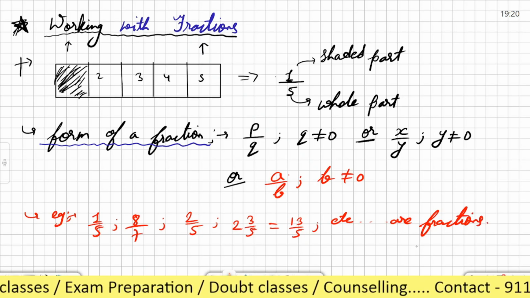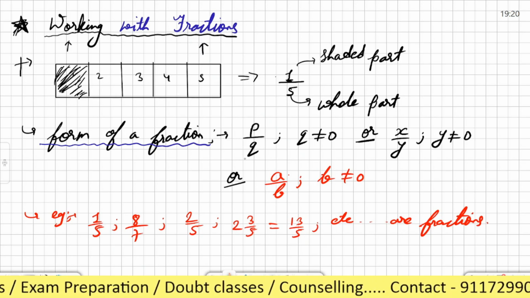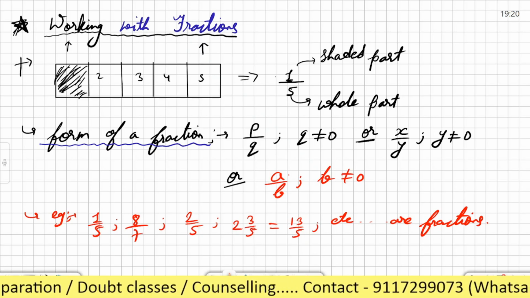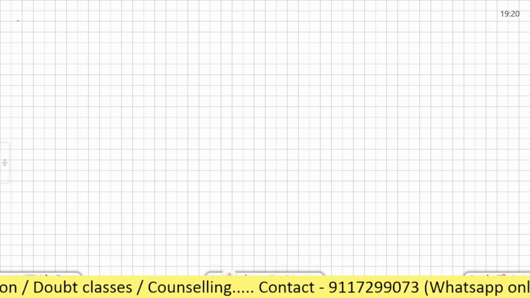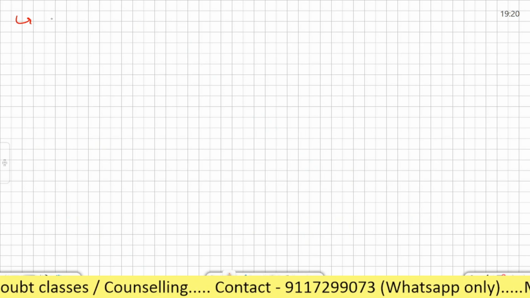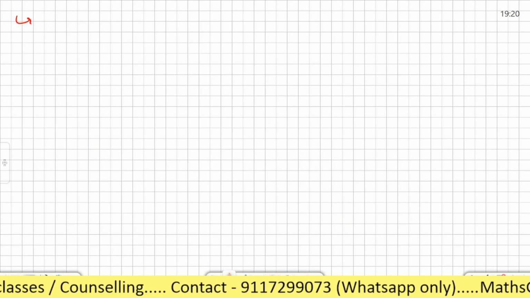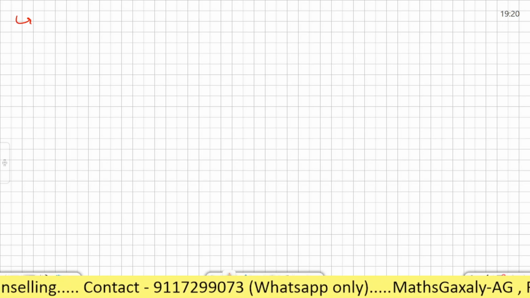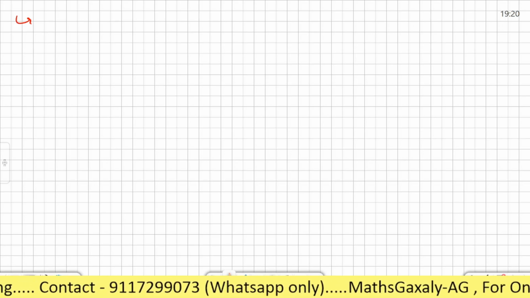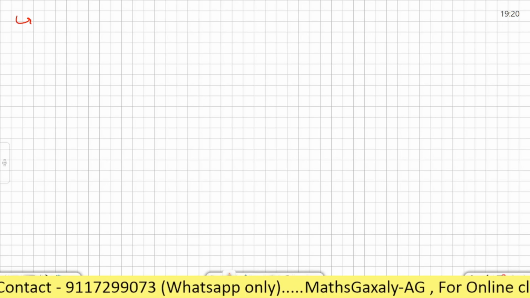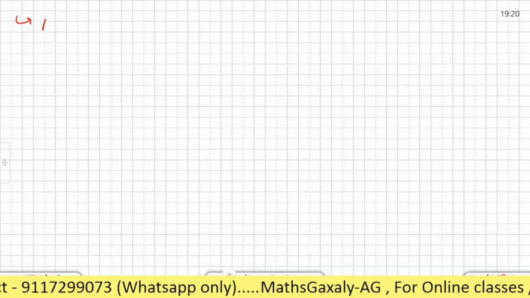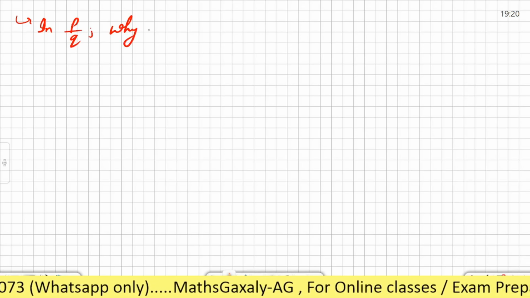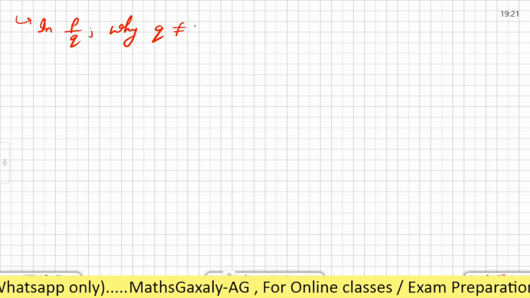Now can you please tell me why the bottom part should not be 0? What is the reason behind it? Why should it not be 0? We cannot divide by 0. Okay, see here, in p by q, q should not be equal to 0.